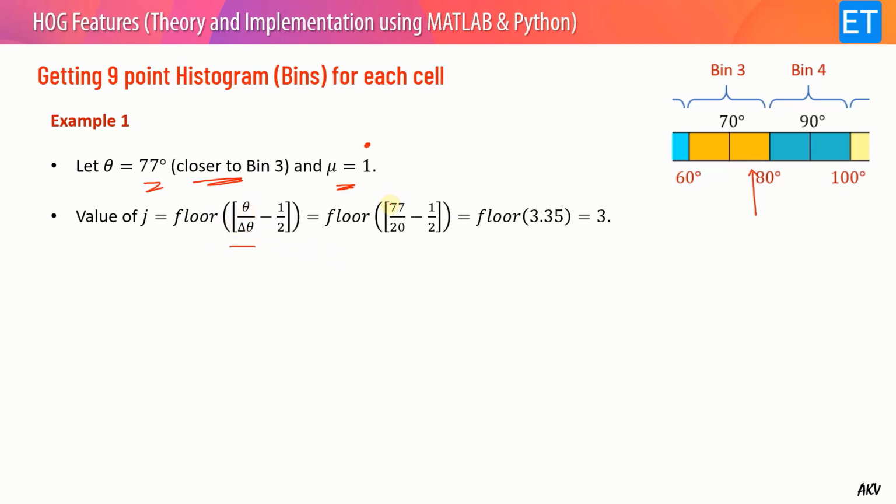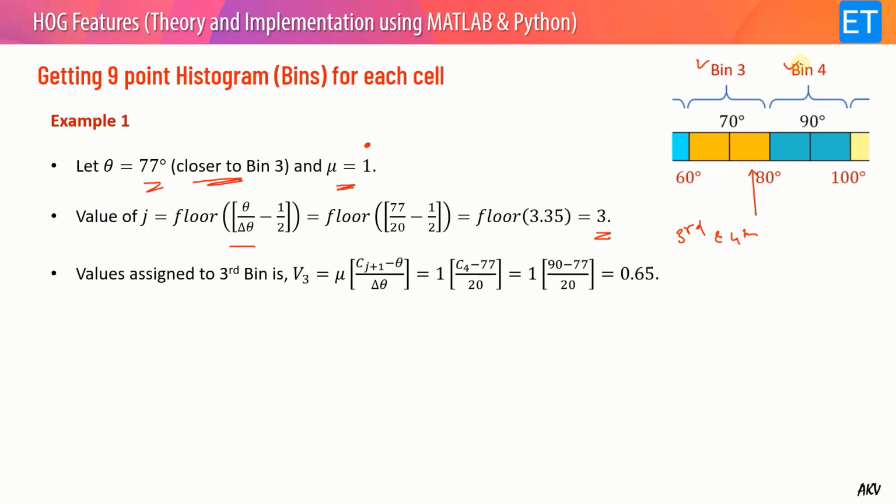So I substitute all the corresponding values in this equation. Theta is 77, which is the given angle, and delta theta is 20, minus 1 by 2, and here I am getting the value 3. So it means j equals 3, and j plus 1 is 4. It means the third and fourth bins will be modified, as I have shown.